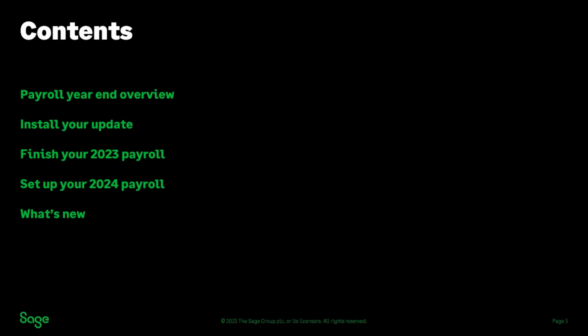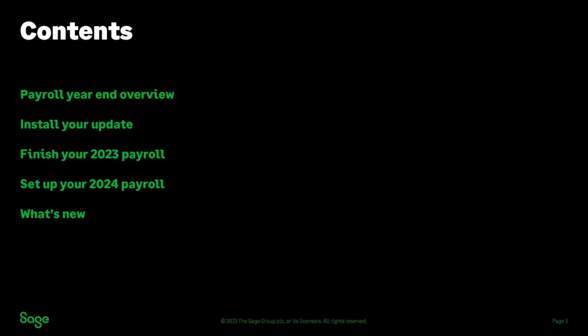Let's now take a look at what we're going to cover in the webinar. I'm going to begin with a brief overview of the payroll year-end process, explaining how most of the information required for Revenue is submitted during the tax year, and outlining what steps still need to be completed at year-end. We're then going to run through the stages of a successful year-end, starting with installing your update. I'll share some tips on the installation, what to expect, and how to avoid any pitfalls.